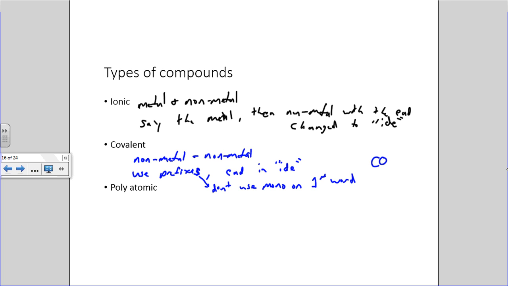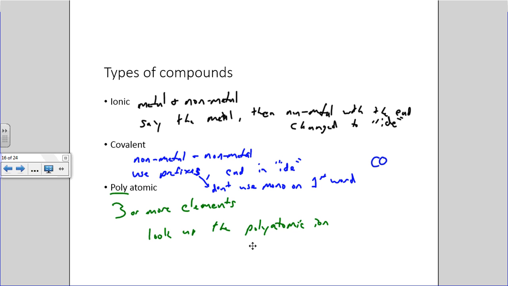Polyatomic. Polyatomic is anytime you have three or more elements. So if you're seeing three or more elements, that is polyatomic. Poly means many. So if you got three or more, it's going to be polyatomic. So for that one, it's pretty easy. Again, you have to look up the polyatomic ion.